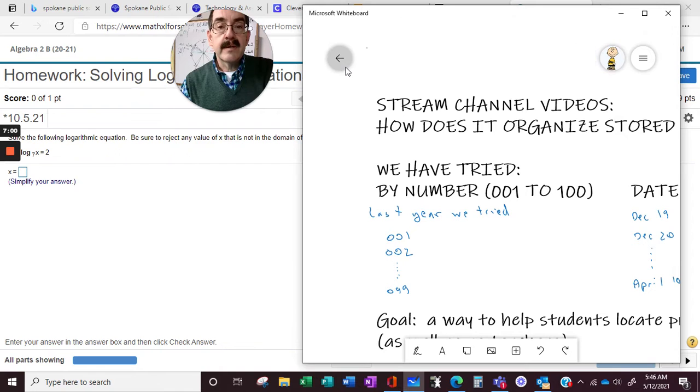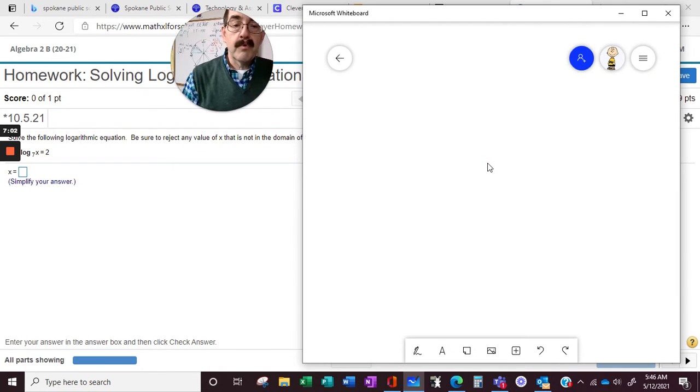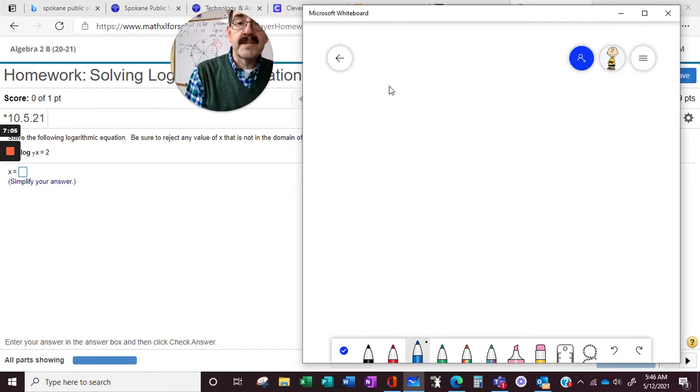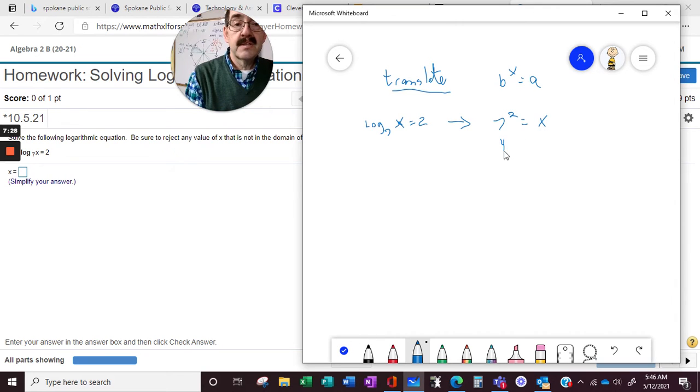let's see here. Let's go to a new whiteboard. All right. So translate. If we translate from log 7 to the x equals 2 back into the form that we grew up with, b to the x equals a, we'll have 7 to the 2 power equals x. So our answer is 49. Okay, so log base 7 of 49 is 2.